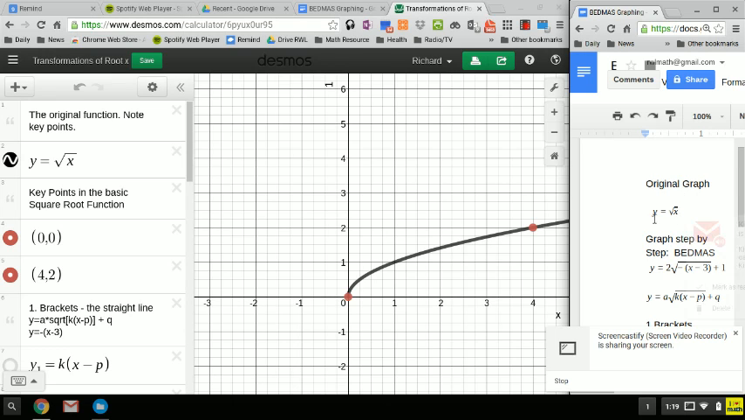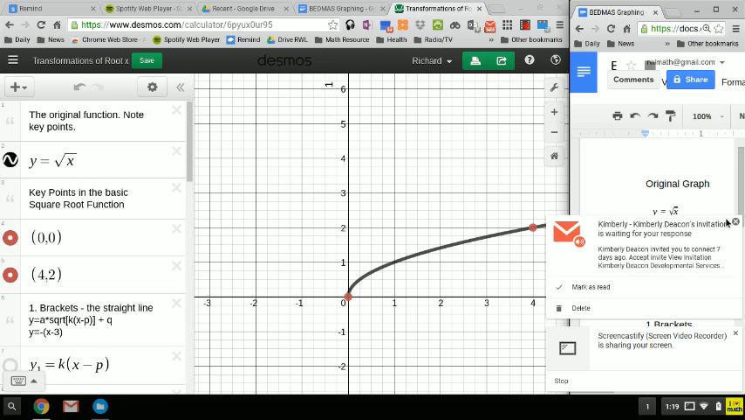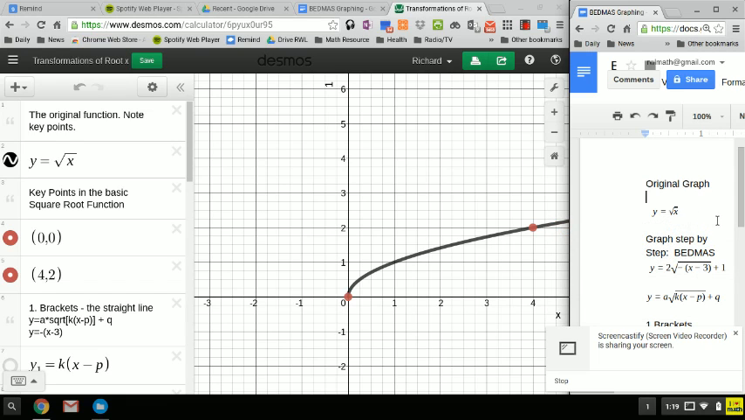The original graph we're going to look at here is, oh, there's emails going up. Over here, we have an original graph of y equals root x, and on the left side it says the original function, note the key points. So here's our cusp for the square root of x. Square root of 0 is 0. There's the cusp. And if I go over 1, 2, 3, and 4, I would go up 2.